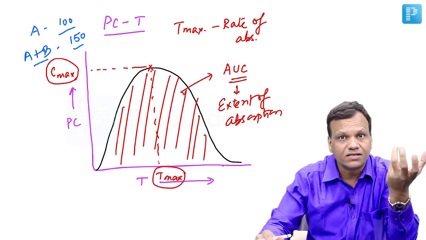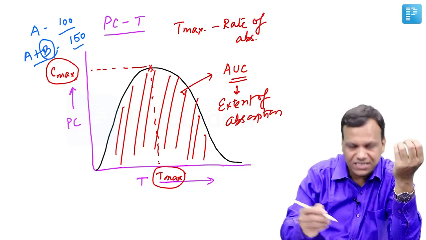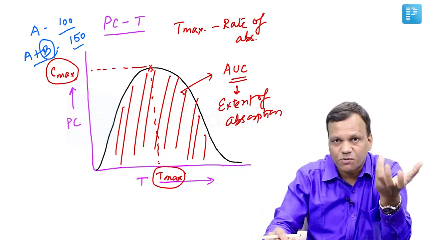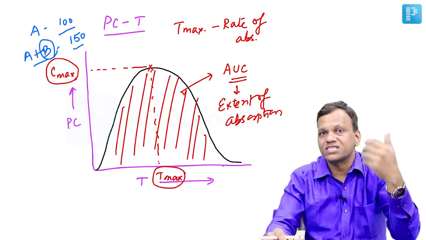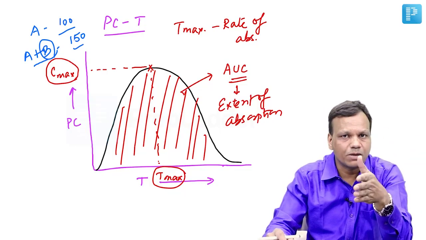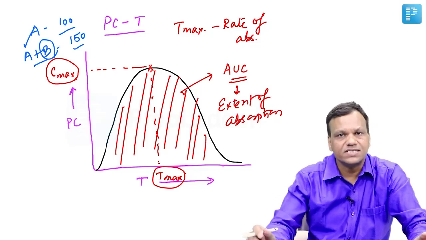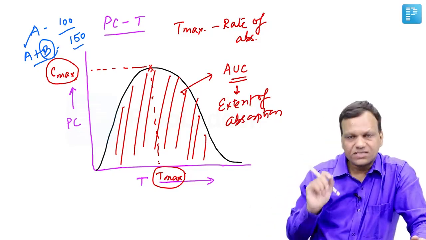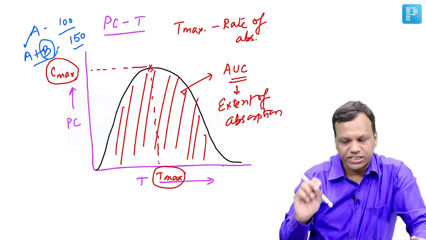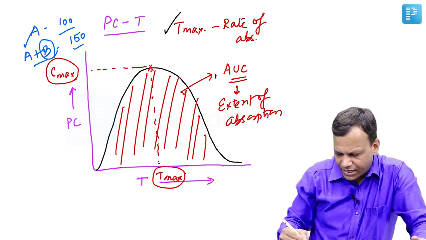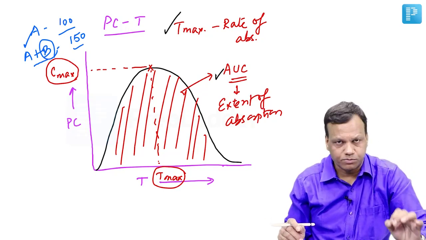So what does this mean? This means that B has increased the availability of A in the blood. That is possible if it is inhibiting the first pass metabolism of A. So first pass metabolism of A has reduced, more drug has come into the blood, so AUC increases. Okay. So that is important about the plasma concentration time graph. Remember, Tmax tells rate of absorption and AUC tells extent of drug absorption. So this is important about absorption.